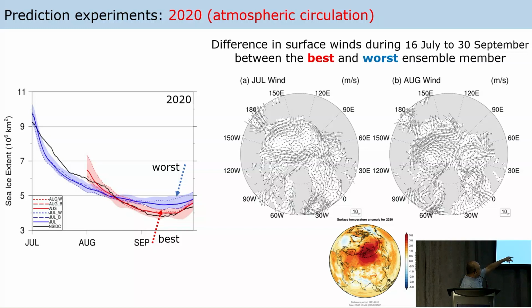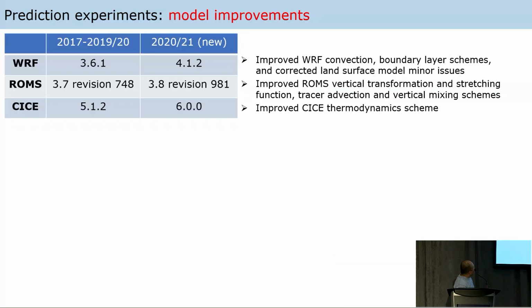So you can see there's an anomalous cyclonic circulation in the Central Arctic, which sweeps the anomalous hot air from Siberia into the Central Arctic, influencing the ice evolution. So this suggests that a better prediction of atmospheric circulation promotes the ice prediction skill, okay? And also in the past 2 years, we have made a substantial model improvement.